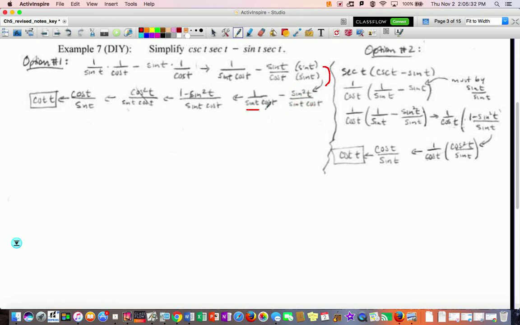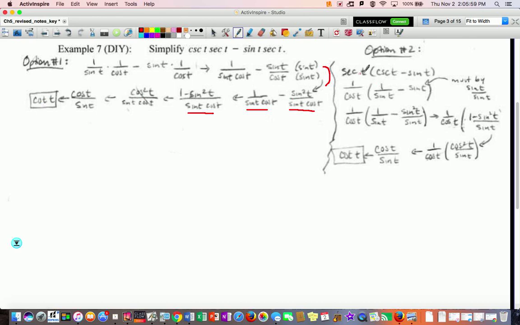So the denominators are the same, so the denominators stay the same. Now the numerator then becomes 1 minus sine squared. Well, that's one of the rewrites of the number one Pythagorean identity. So 1 minus sine squared is cosine squared. And if there's 2 cosines on top and 1 on the bottom, when you cross them off, you still have a cosine on top and a sine on the bottom, which is cotangent.